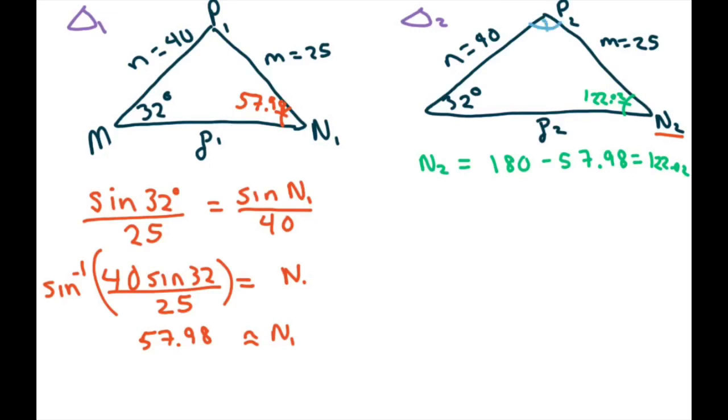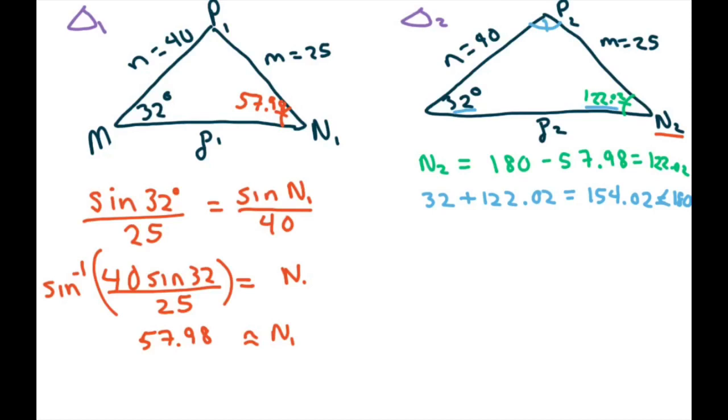Can I make another triangle? So what I do is I add these two up. 32 plus 122.02 is going to give me 154.02. And that is less than 180. And you can see here, if you made another triangle, that you can do that. So we do have two triangles, and we have to solve for them.